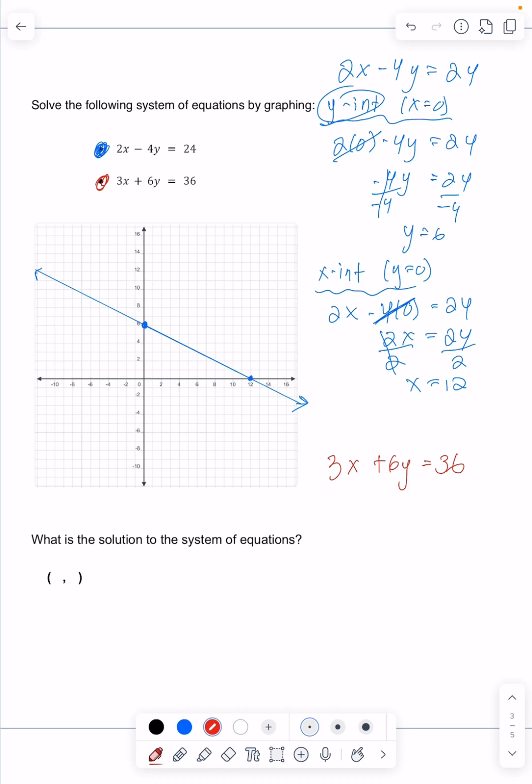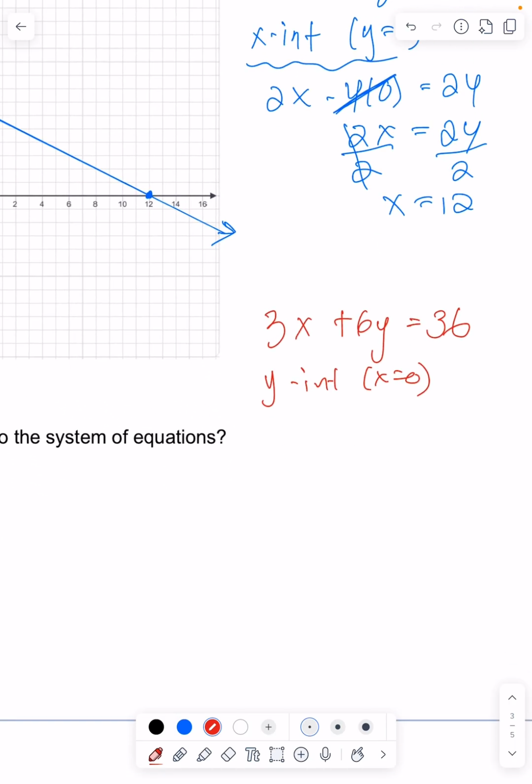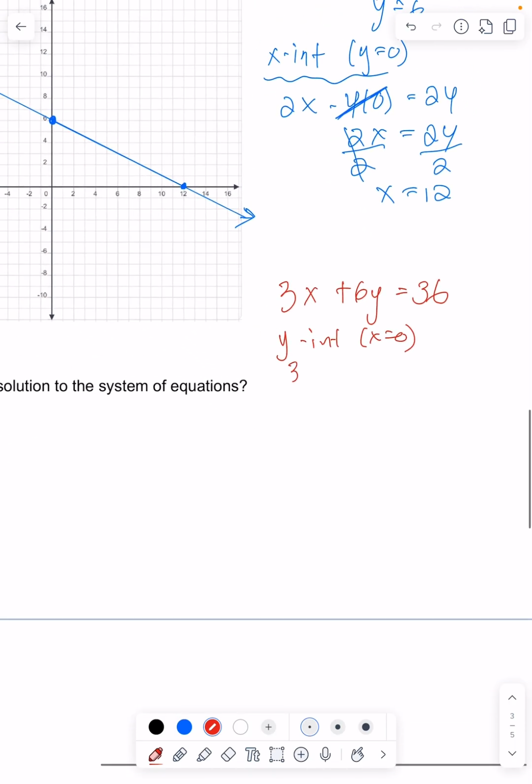Now for the second equation, I've got to find that y-intercept by setting x equal to 0. So we get 3 times 0 plus 6y is equal to 36. That cancels. We get 6y is equal to 36. Dividing by 6 on both sides, we get that y is equal to 6.